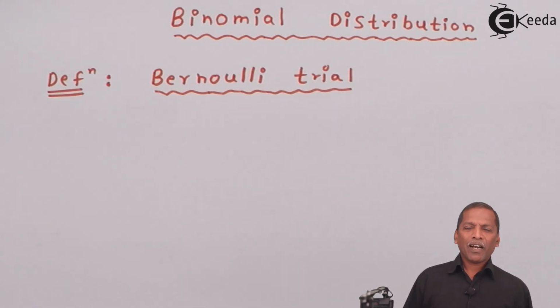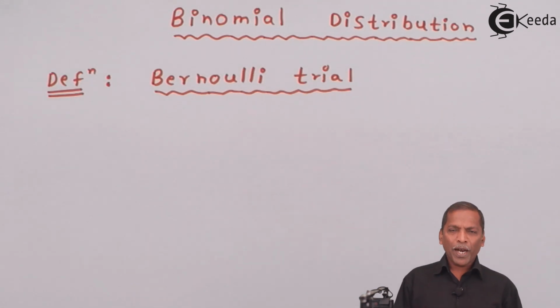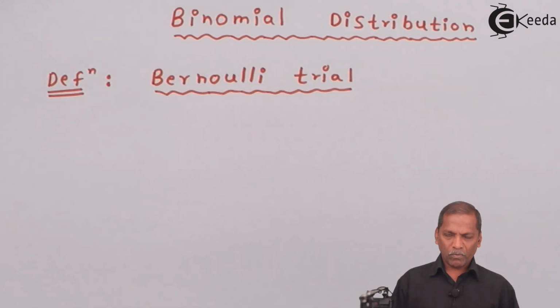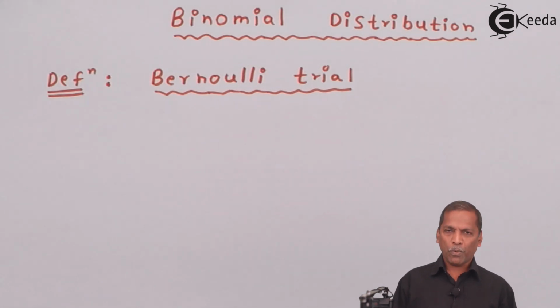In day-to-day life, we come across many experiments which are dichotomous in nature. That is, they produce only two possible outcomes. For example, when a coin is tossed, head and tail are the two possible outcomes.